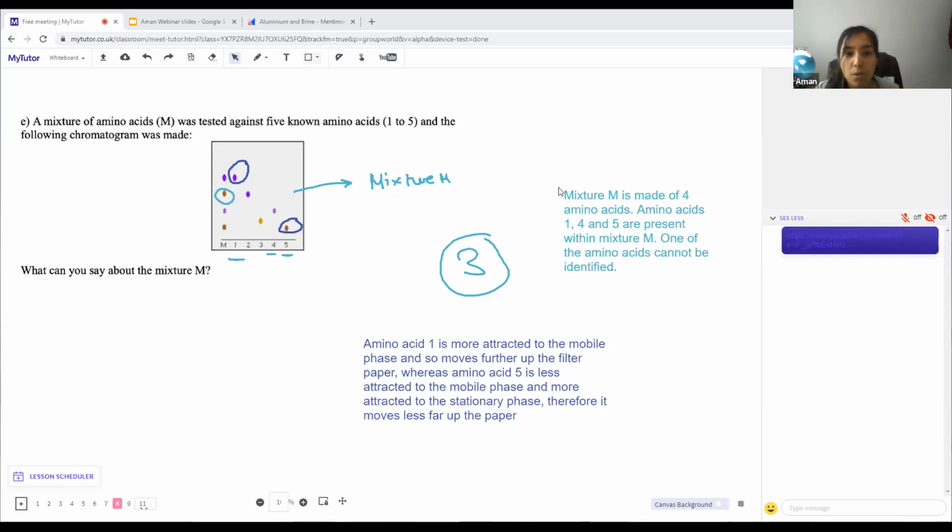So the 3 marks were just in this light blue, so this is the 3 marks here. This is just another question that I had about attraction that you can also be asked about.